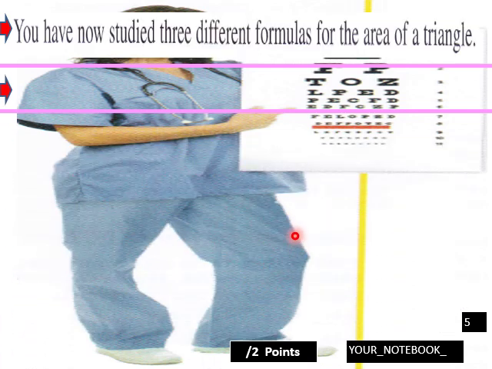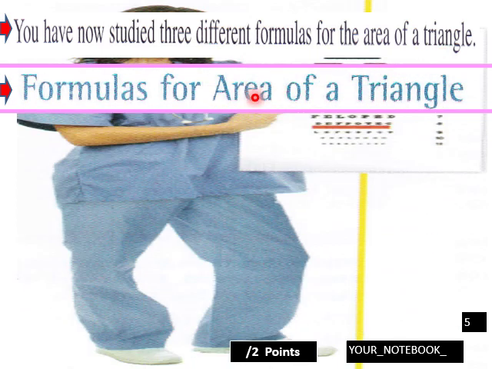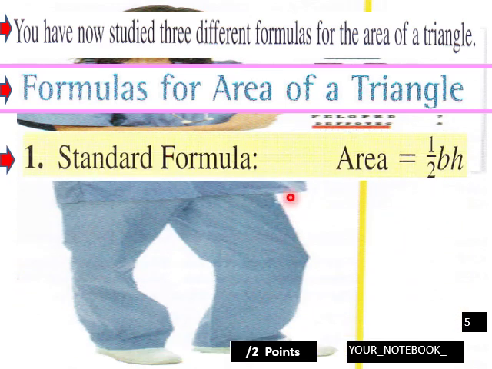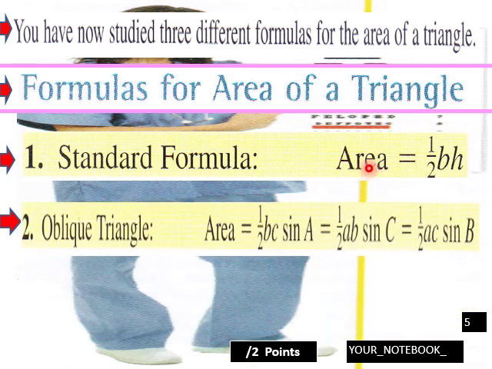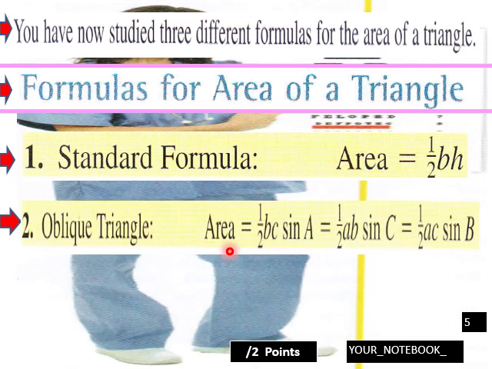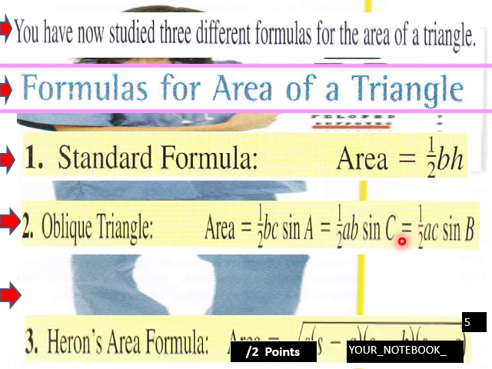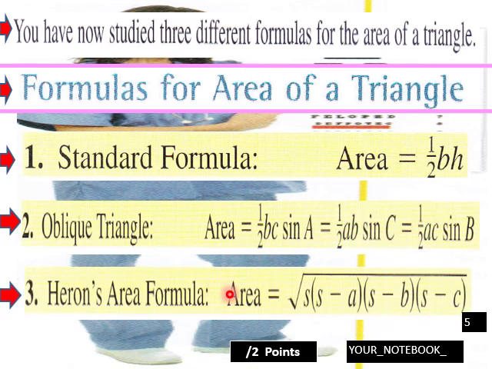Okay, another notebook entry. You have now studied 3 different formulas for the area of a triangle. So, formulas for the area of a triangle; this goes in your notebook, students. The standard formula: area equals 1/2 BH. Then for the oblique triangle, area equals 1/2 BC sine A, which equals 1/2 AB sine C, which equals 1/2 AC sine B. Or 3, Heron's formula, which we have just done.